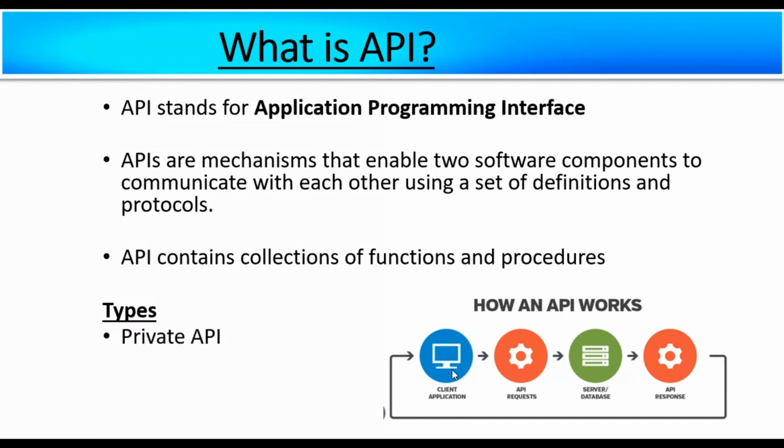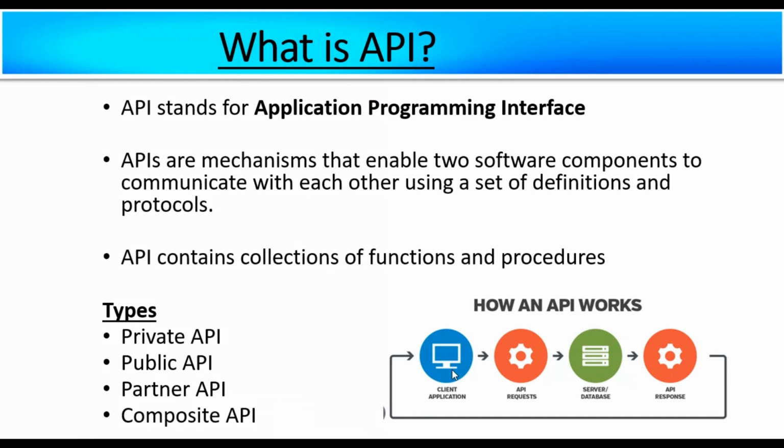So let's discuss what are the different types of API we have. We have four types of API. First one is private API. Second one is public API. Third one is partner API. Fourth one is composite API. So let's talk about each API one by one.